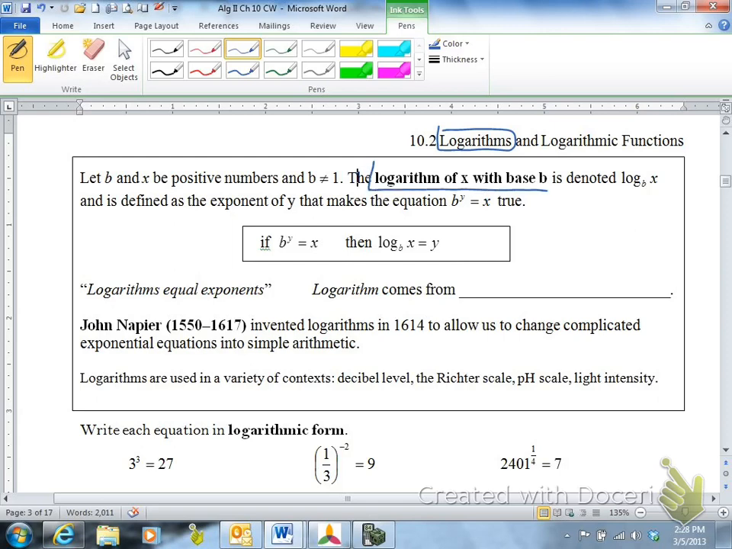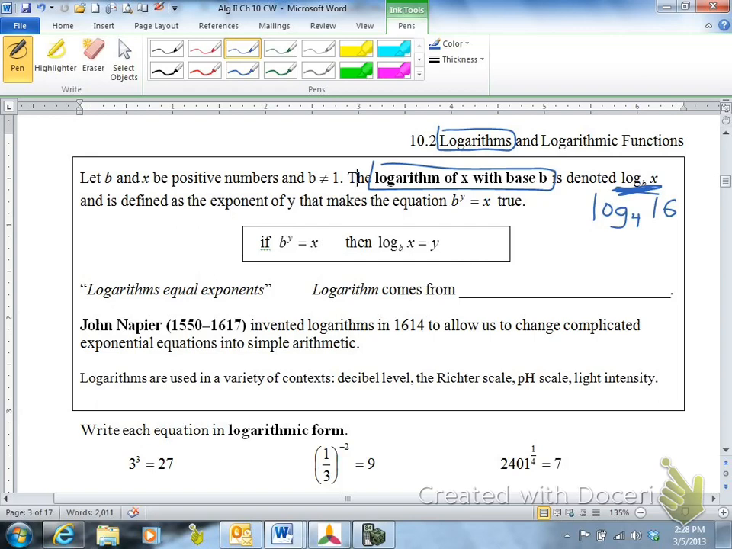Logarithm of x with base b, it's denoted like this. This is the mathematical way to write a logarithm. So you have log, L-O-G, of some base, which will be a number, like 4, and then you'll have some other number next to it. So like log base 4 of 16 is how you would write and say that.